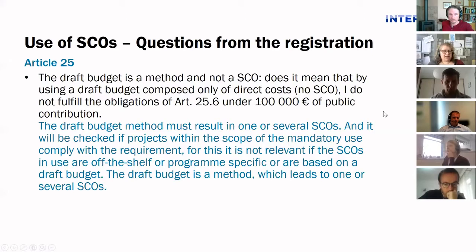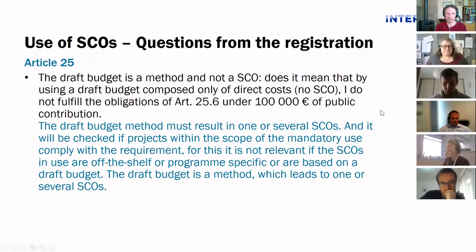And again, also an opportunity for us to apologize maybe that we are not always clean in using or referencing draft budget. We sometimes might make the mistake of putting the draft budget on the same level as an SCO, as a simplified cost option. This is not the case. It is really a methodology, and at the end of the methodology stands a simplified cost option.